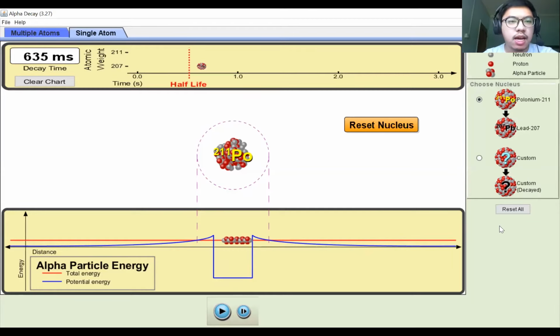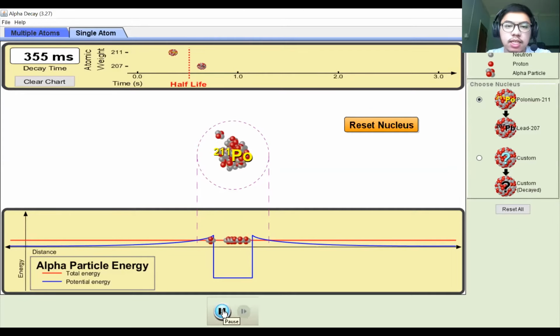Here I have a simulation, an animation, that shows what happens during an alpha decay. Here I have a nucleus of polonium-211. It's radioactive and unstable. What's going to happen is it's going to decay, giving out an alpha particle, and then it will become a new atom, which is lead-207. I'll play this animation and you will see what happens.